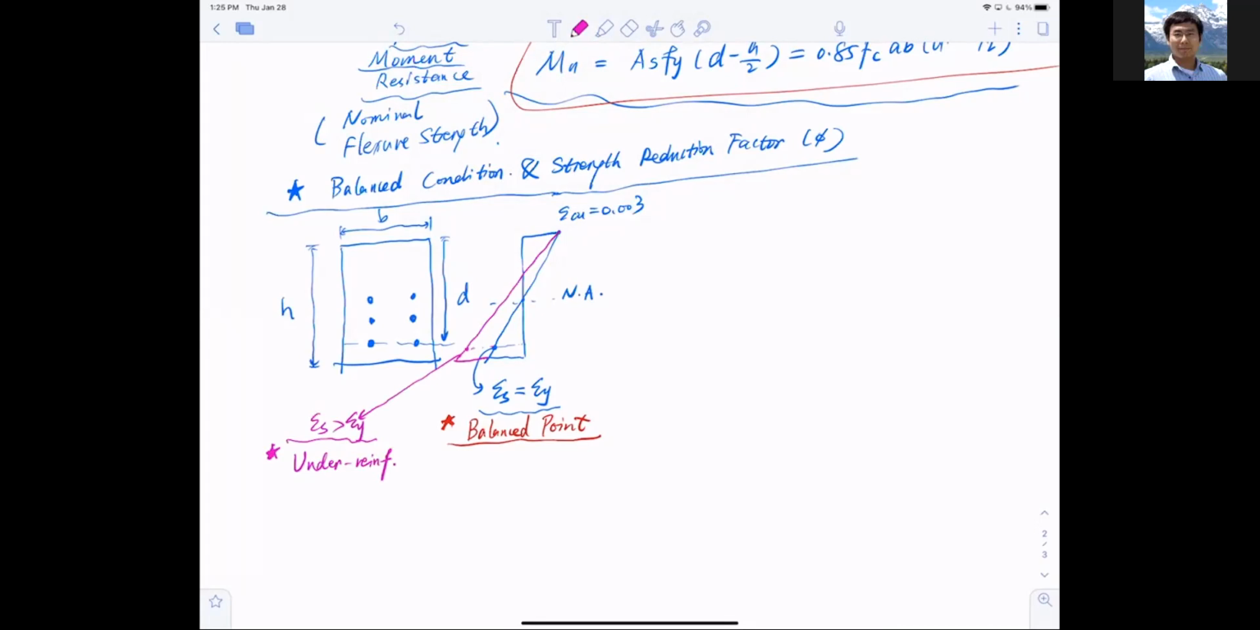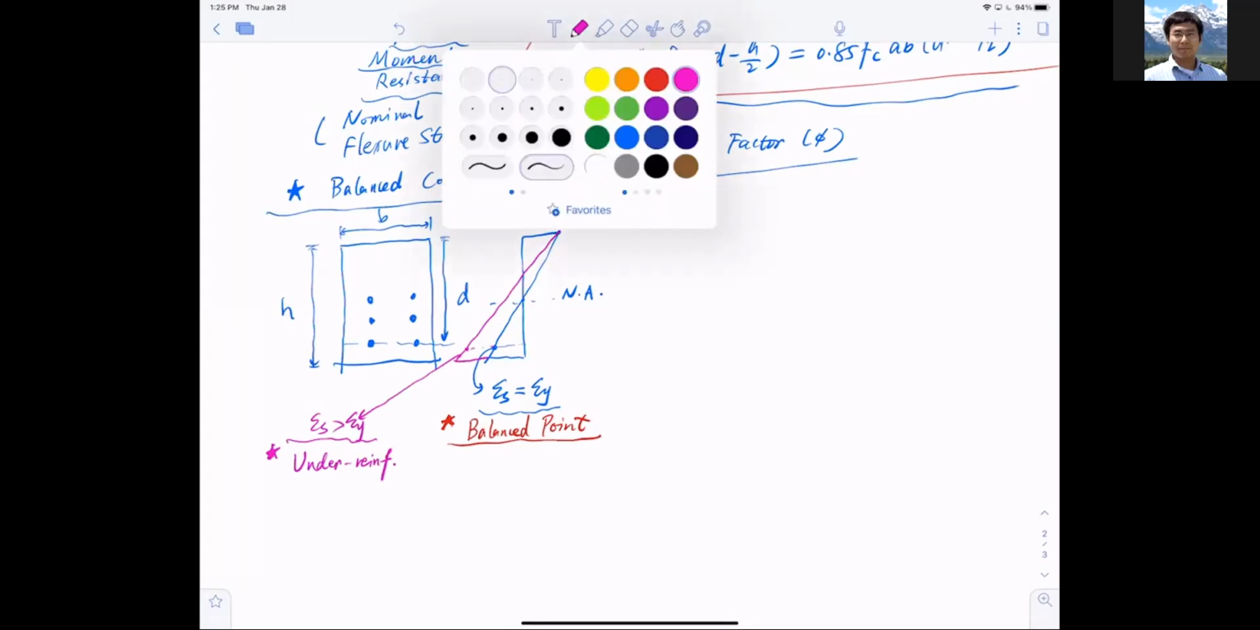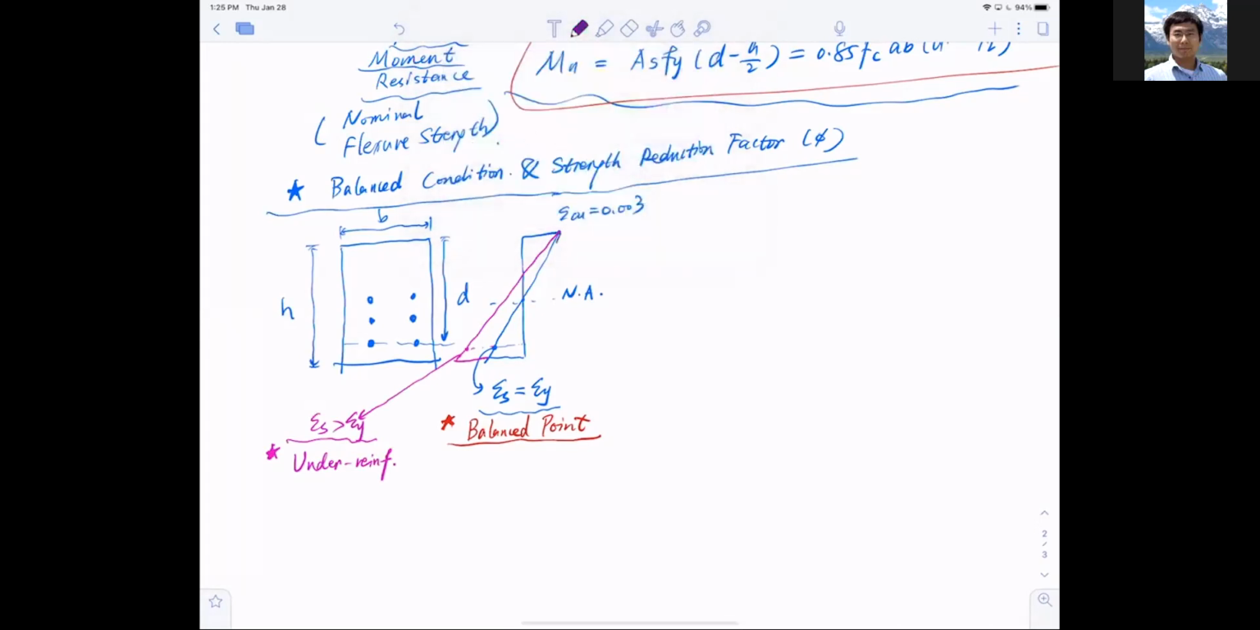However, if I have a different case, in this case my strain is smaller than the yield strain, meaning my reinforcement is beyond what is needed. In this case we call it over reinforced. Too much. Over reinforced.